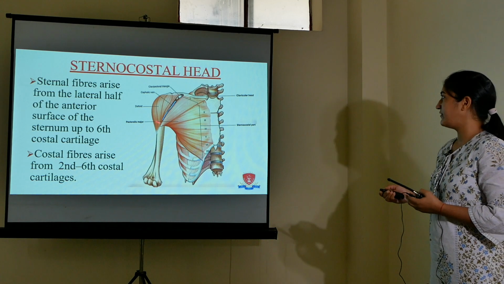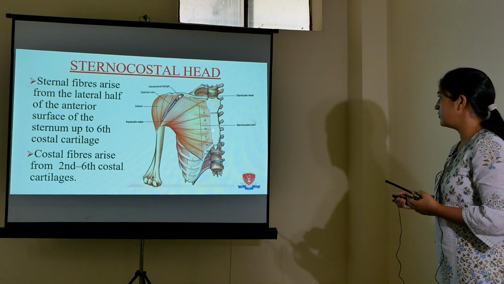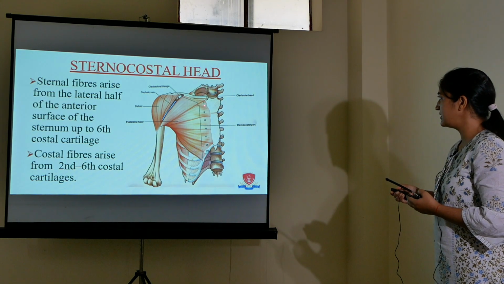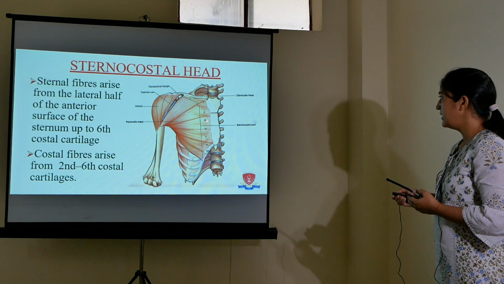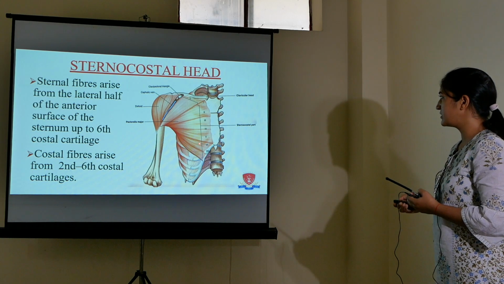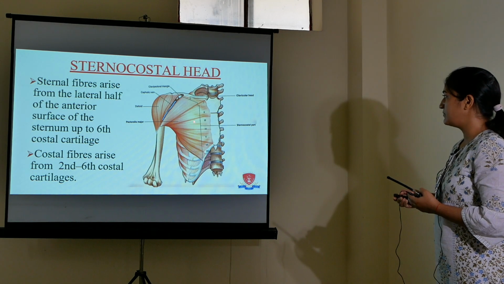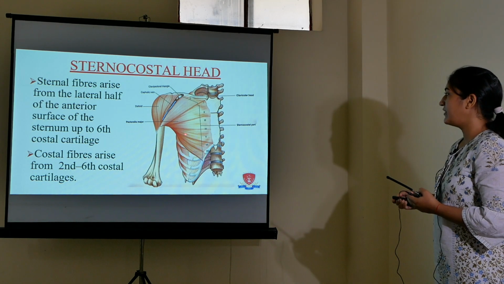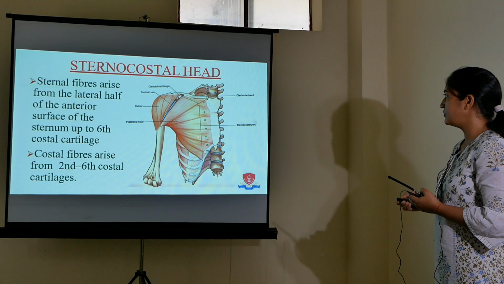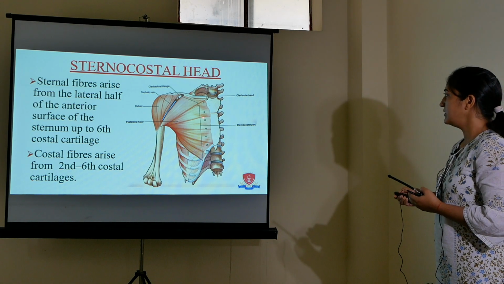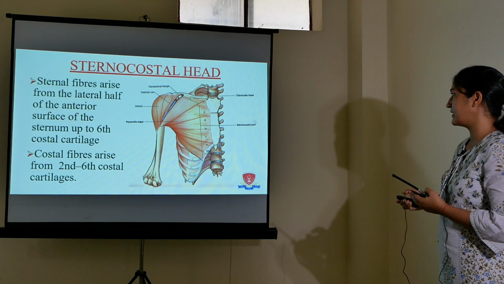Next is the sternal fibers. Now the rest of the sternocostal fibers, the sternal fibers, if you go downwards from here, these fibers up to the 6th costal cartilage, these are the sternal fibers of the pectoralis major muscle, and the costal fibers arise from the 2nd to 6th costal cartilages.